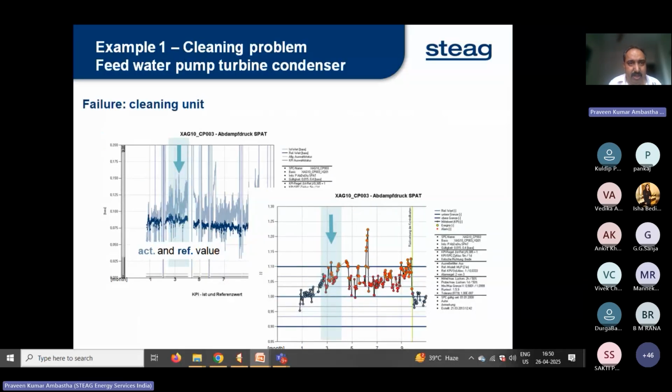So here you can see the feed water pump cleaning system. Of course, the concept is the same. You can see the light blue color. We are having a lot where we cannot find the fault. Of course, we filtered, we trained the data, we found the KPI, and then you can see in the right graph how clear it is that yes, this is the fault.